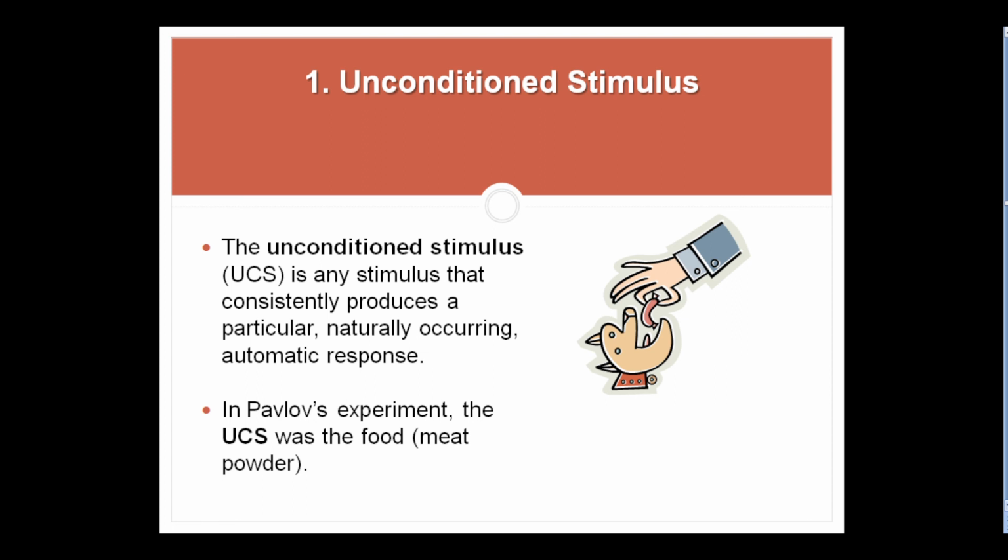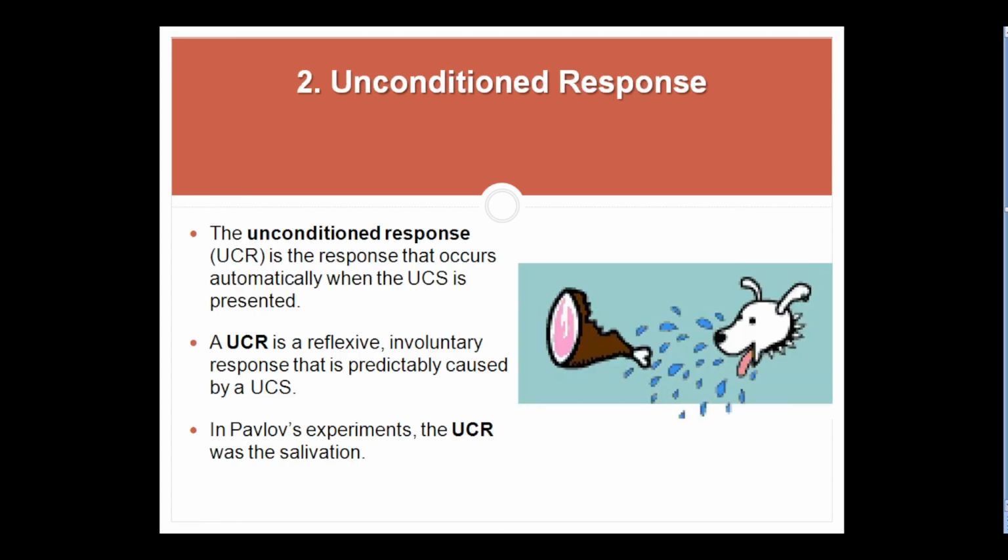So, what could be used as an unconditioned stimulus? In Pavlov's experiment, the unconditioned stimulus was food. Usually he was using meat. And as you understand, it produces a very specific response, which is salivation. So whenever food is placed into the dog's mouth, there will be salivation, which is the unconditioned response. This is natural, it happens in all dogs.